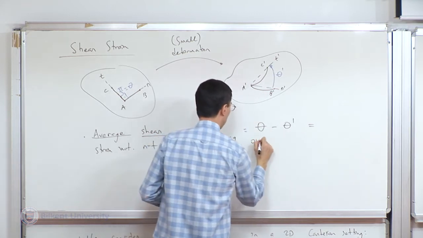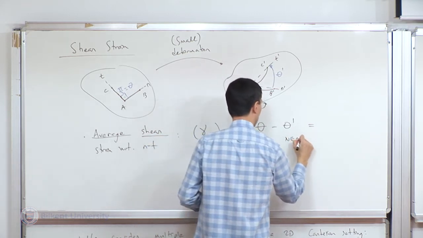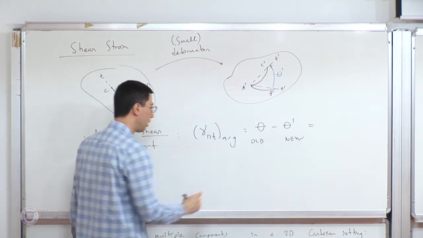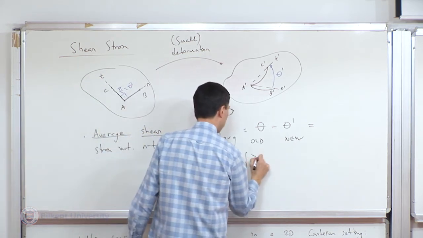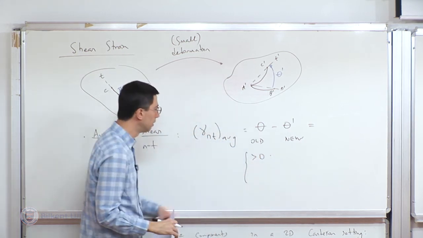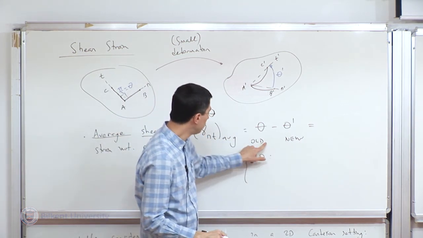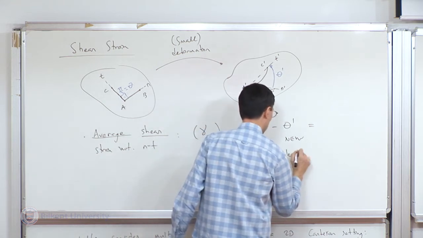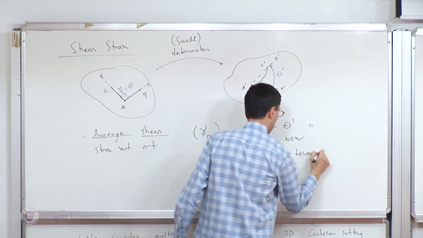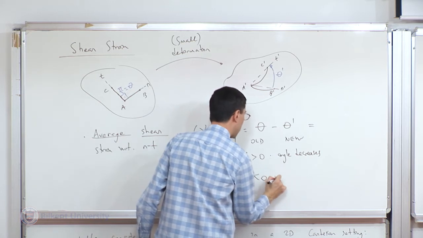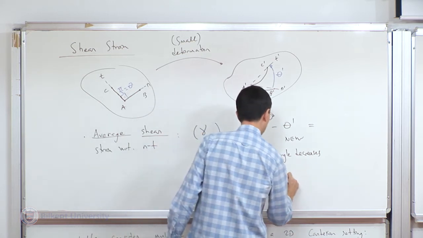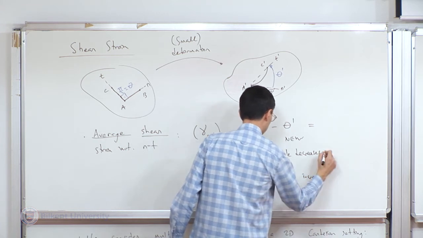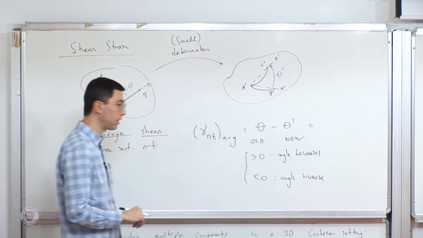So that's the old one, and that's the new angle. So if, therefore, this is greater than 0, that means the new angle is smaller than the old angle. The angle decreases. And if it is less than 0, it means that the angle increases. Okay? That's the particular choice that one makes.